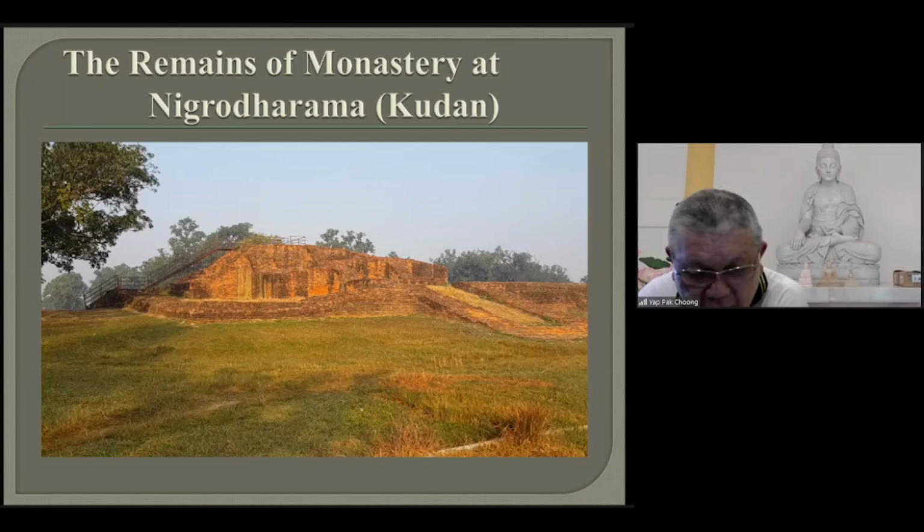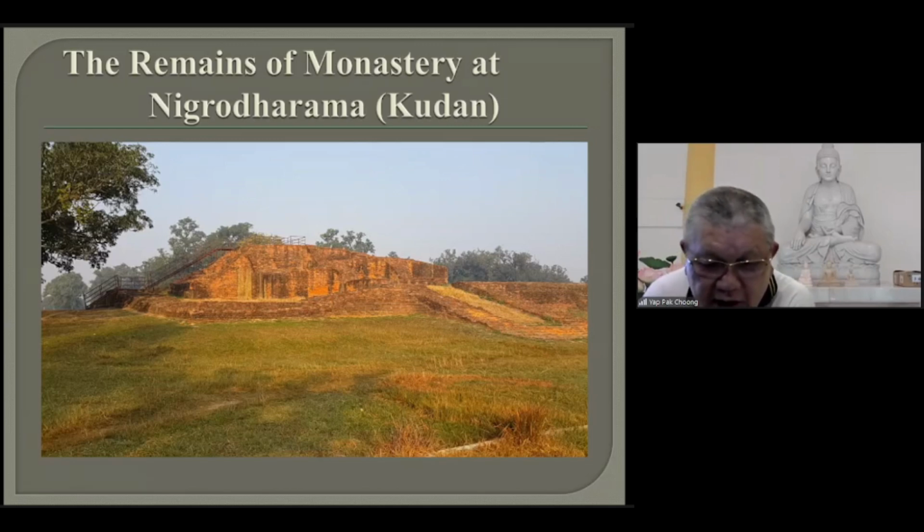Kapilavatthu is today at a place called Tilaurakot. But the Buddha did not stay in the Kapilavatthu town palace itself, but on the outskirts, at a place called Kudan. During that time, they did not call it Kudan. They called it Nigrodharama. It's a piece of flat land with some trees, so that people can build a temporary monastery there.